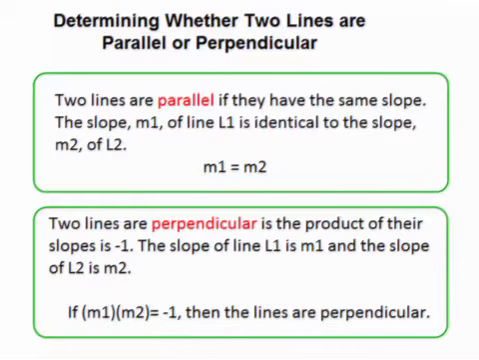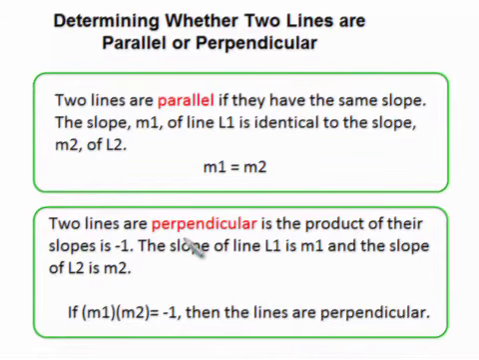One important relationship between 2 lines is that they could be parallel. 2 lines are parallel if they have the same slope. The slope m1 of line L1 is identical to the slope m2 of line L2, or m1 equals m2. Also, they never intersect if they're parallel. If 2 lines are not parallel, then they will cross one time. If they cross at right angles, then we call them perpendicular.